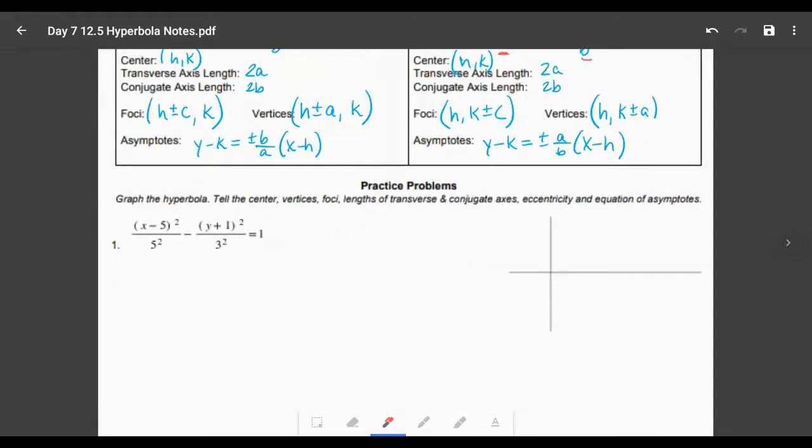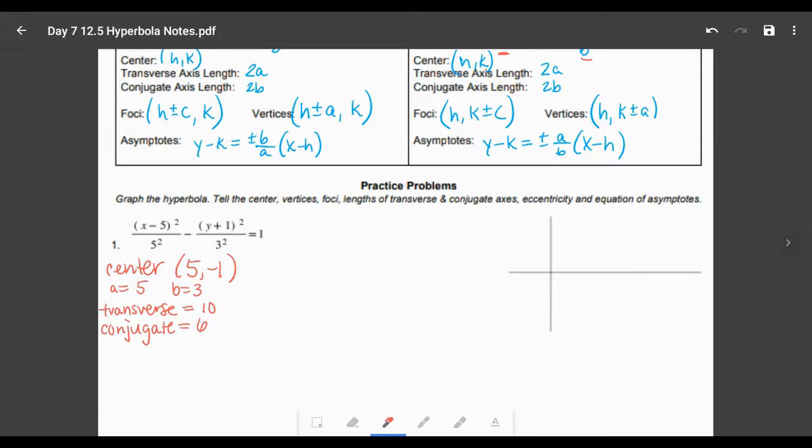So moving on to practice problem number 1, we need to identify everything about the hyperbola and then also graph it. The easiest thing to identify is the center, which is 5, negative 1. And I can look at the denominators and see that a is equal to 5 and b is equal to 3. So my transverse axis is going to be twice the length of 5, which is 10. And my conjugate axis is going to be twice the length of the 3, which is 6.